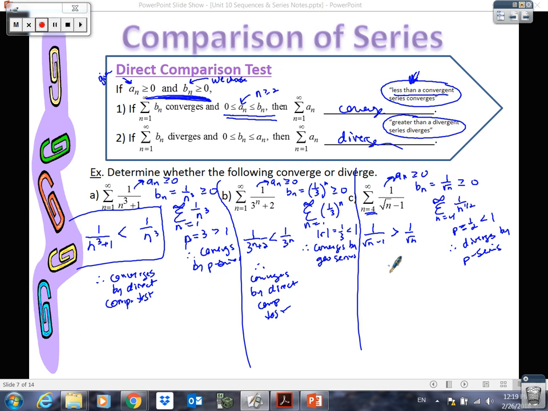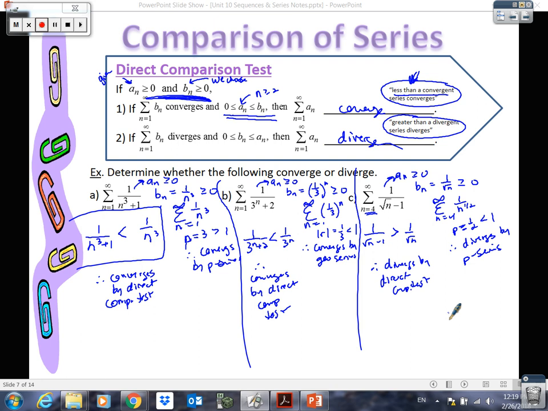Greater than a divergent series diverges. The series that we were given is greater than the one that we chose. Greater than a divergent series diverges. So therefore, diverges by direct comparison test. Okay, so that's our direct comparison test. How are we with that?